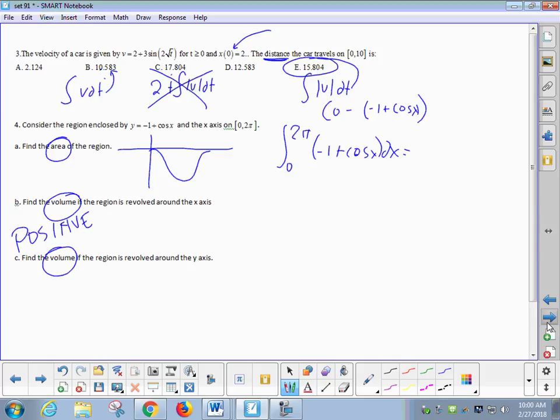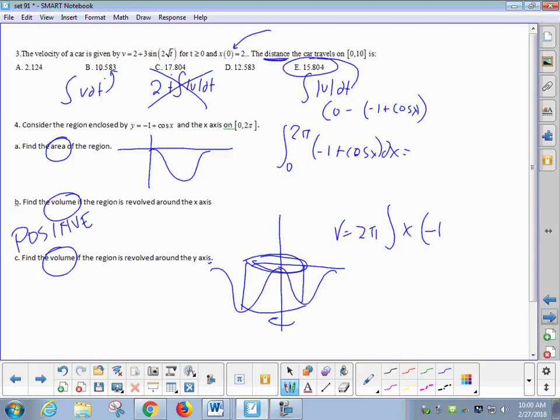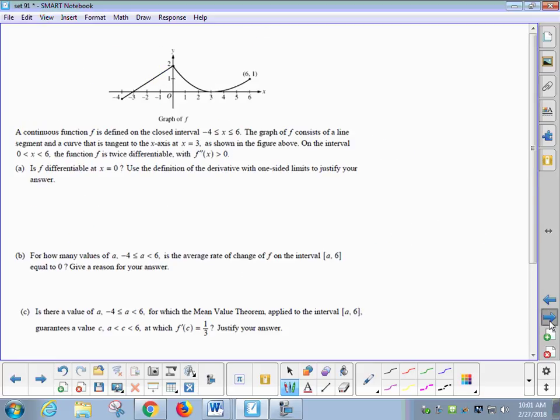Okay? This one was the same deal. If you failed to take steps to make this positive, then you will get negative volume because these heights to these cylinders, if you just use straight up y and said volume is 2 pi x negative 1 plus cosine of x, that's negative. That's coming out negative, no doubt about it, because you have positive radii and negative heights. That comes out to a negative value. Do something about it. Okay?